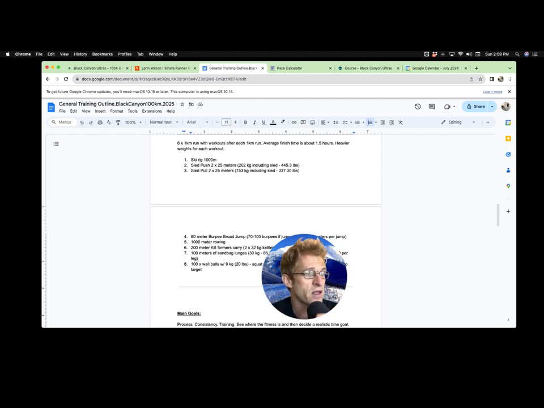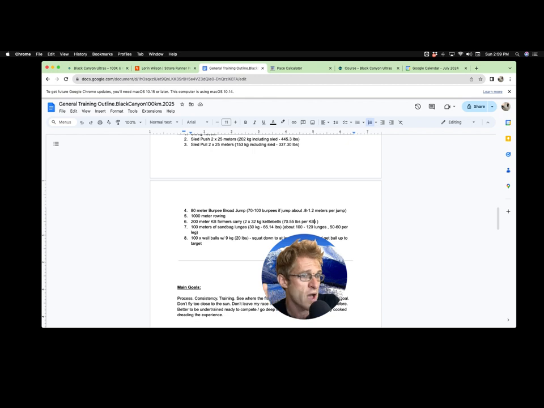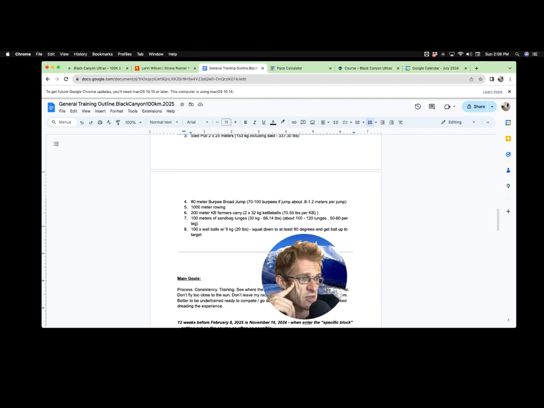100 meters of sandbag lunges with 30 kilograms, which is about 66 pounds. That's going to be about 100 to 120 lunges or 50 to 60 lunges per leg, assuming about 3 feet or about 1 meter per step, I would say, or a little bit under 1 meter per step. That's an estimate because I am 5'7", so about half my height with each step seems reasonable for a lunge. 100 wall balls with 9 kilograms or 20 pounds, squat down to at least 90 degrees and get the ball up to the target.